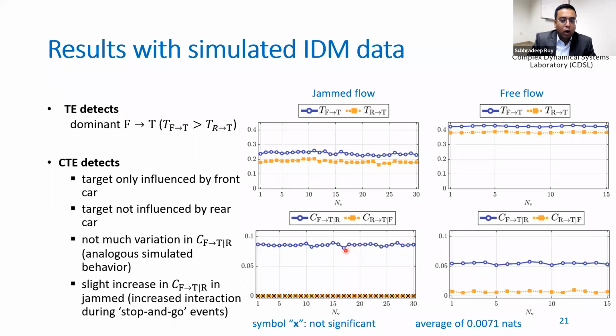If we compare the plots between the jammed flow and the free flow, we see a slight increase in these measures from the front to target in jammed flow. This is because when stop and go events happen, each vehicle needs to respond more to the immediate front car compared to in the free flow. And that has been reflected in the higher CTE values here.